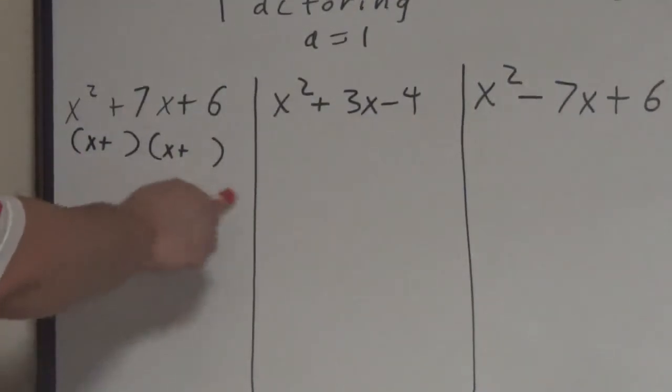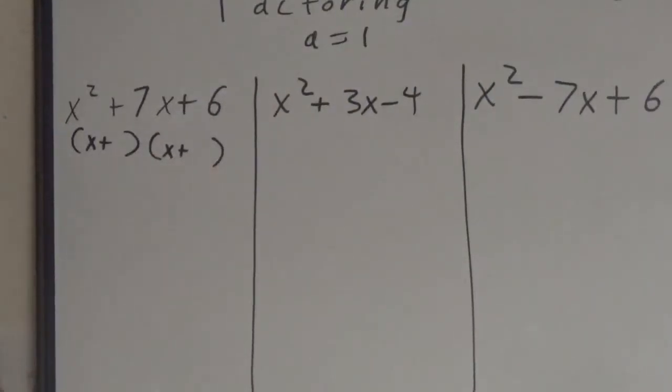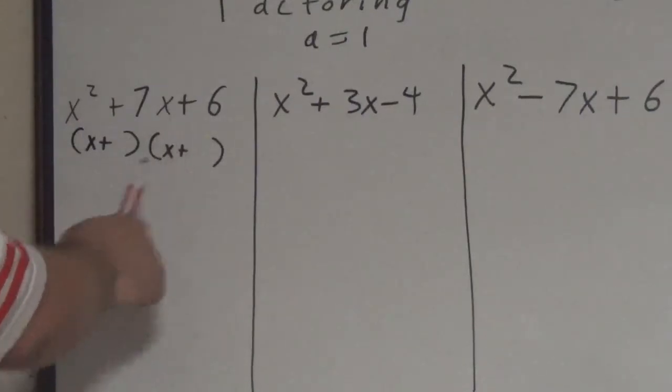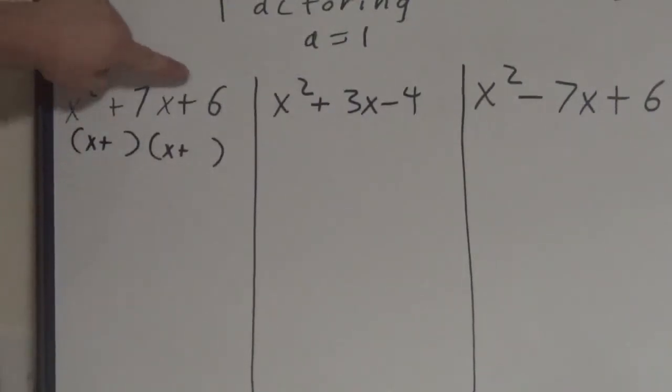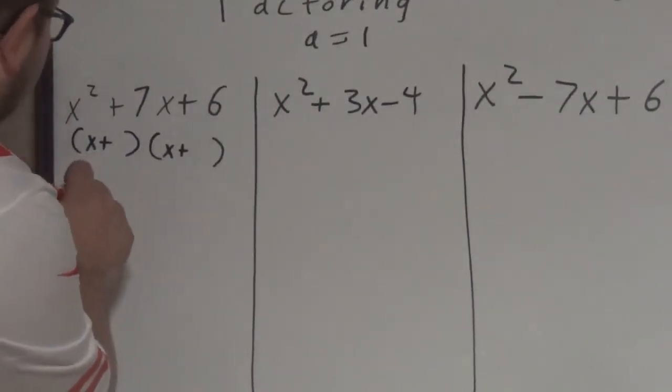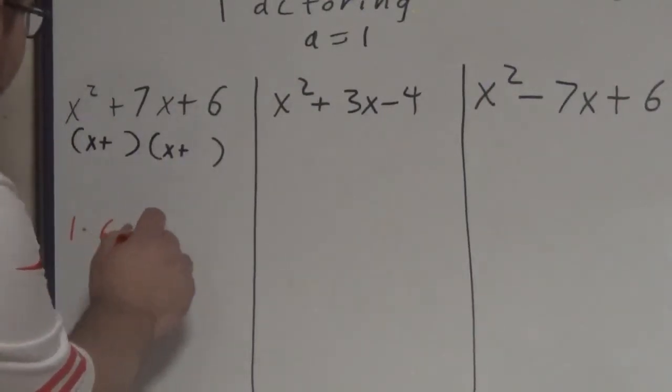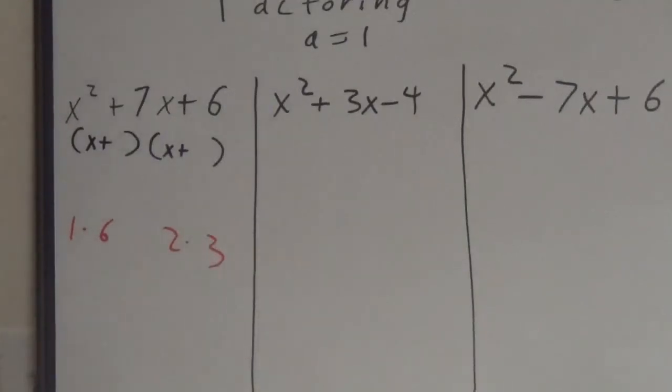Now this is what our final answer always looks like, so I went ahead and wrote that in. We just need to know what numbers to put at the ends. The first thing we do is look at the constant, in this case 6, and we ask what 2 numbers are multiplied together to make 6. Well, there are 2 sets of numbers. There's 1 times 6, and there's 2 times 3. 1 times 6 equals 6, 2 times 3 equals 6.